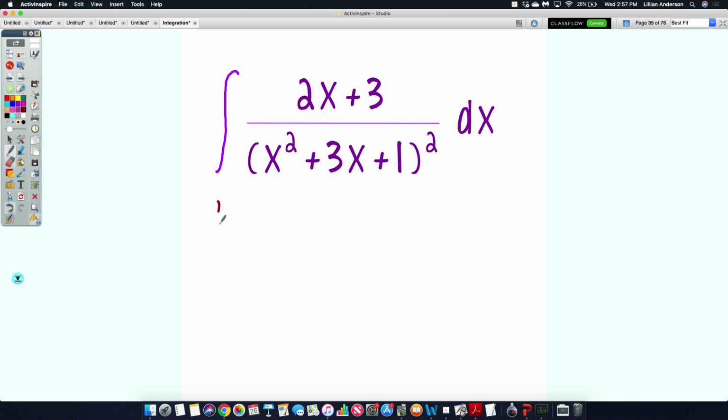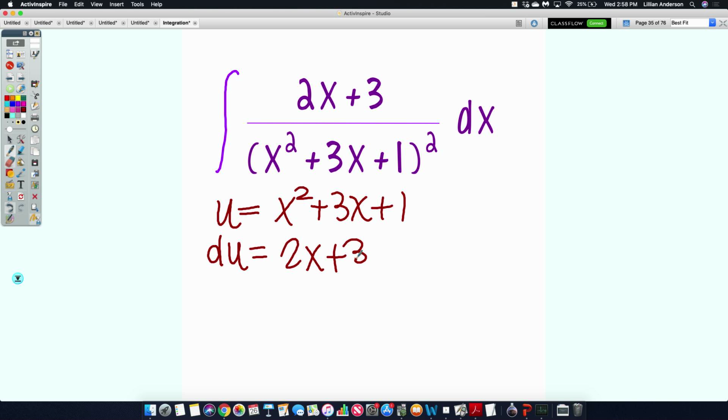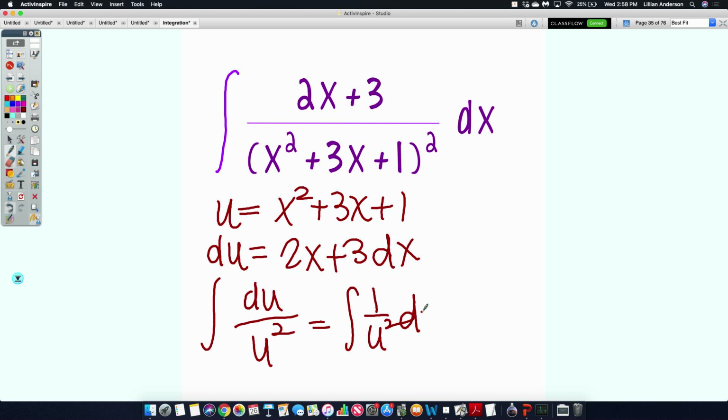All right. So this is the u substitution. What's u? X squared plus 3x plus 1. No squared. When you do the derivative, what do you get? 2x plus 3. Yeah. Don't forget about your dx, because when you go to replace it, this becomes du over u squared, which is the same thing as saying 1 over u squared du. The only way to do the antiderivative of this is u to the negative 2 du. So what's the antiderivative of u to the negative 2?